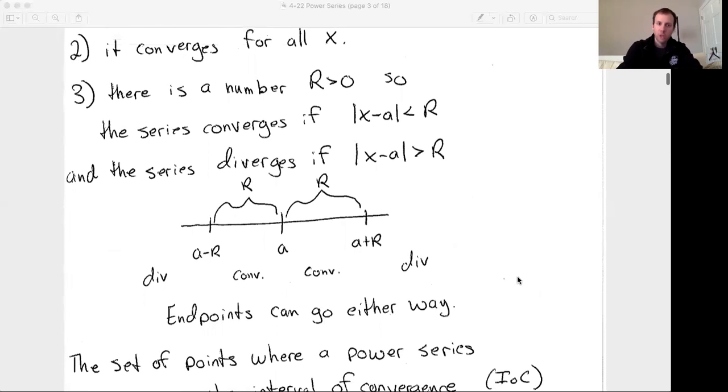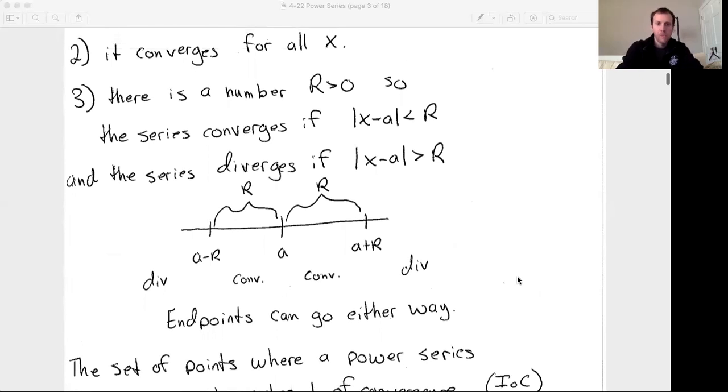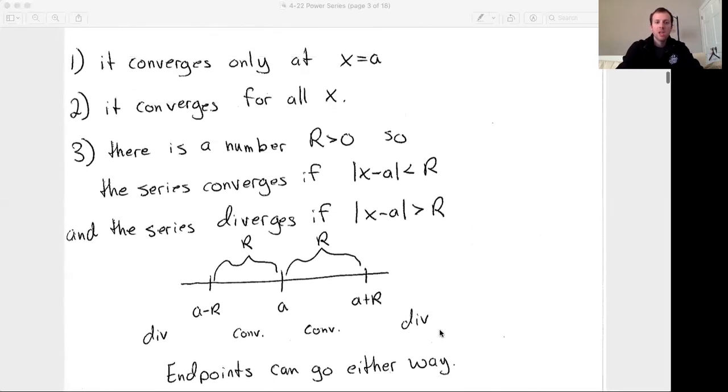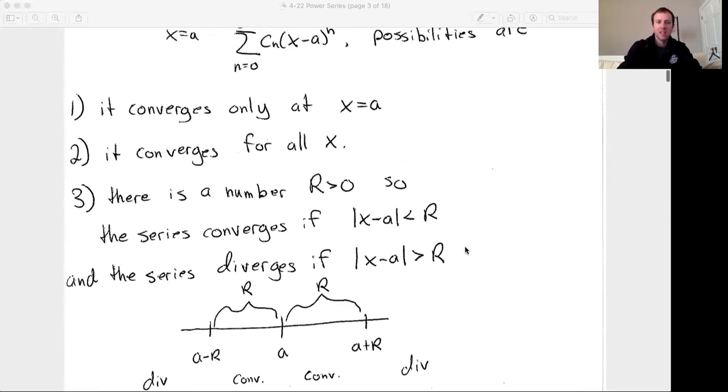So this is a lot of terminology, but we'll see the terminology in some examples. The point of this theorem is just to say these are the only situations you're going to run into.